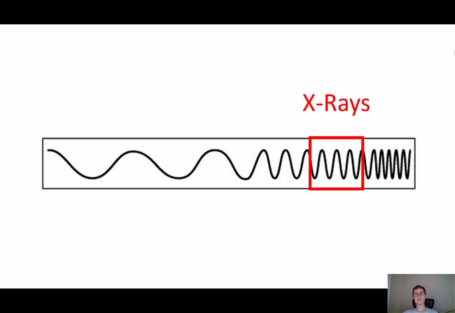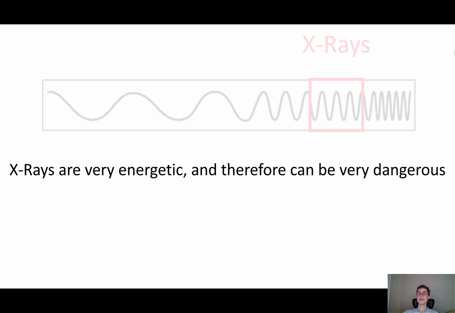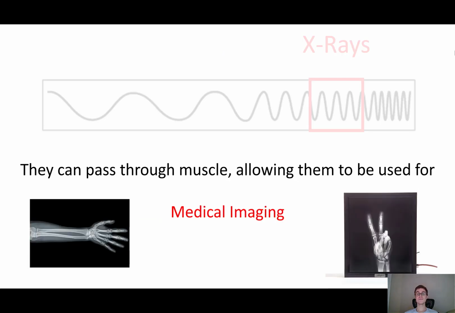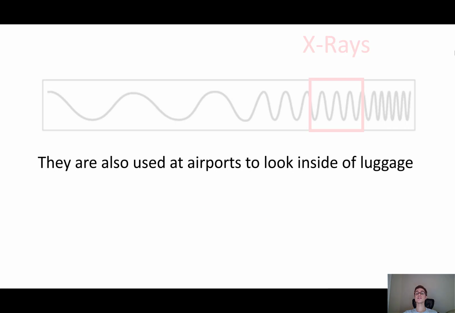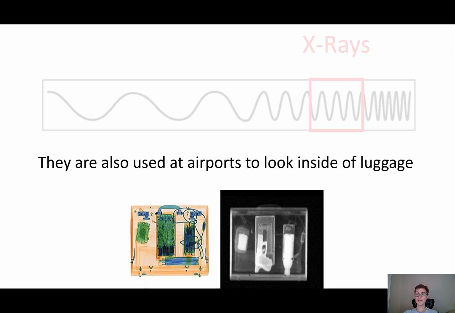Now let's talk about X-rays. X-rays are very energetic and therefore they can be really dangerous. They can pass through muscle and skin, which allows them to be used for medical imaging. This is where you've probably heard of X-rays when you go to the doctor's office or the dentist's office and they take a picture of your skeleton to see if everything's okay. They're also used at airports to look inside of luggage. Those machines that you put your suitcase in and it rolls through and they look for weapons or unauthorized materials, those use X-rays to look through them.